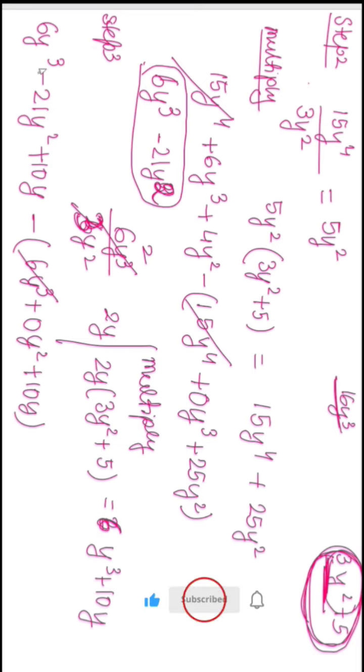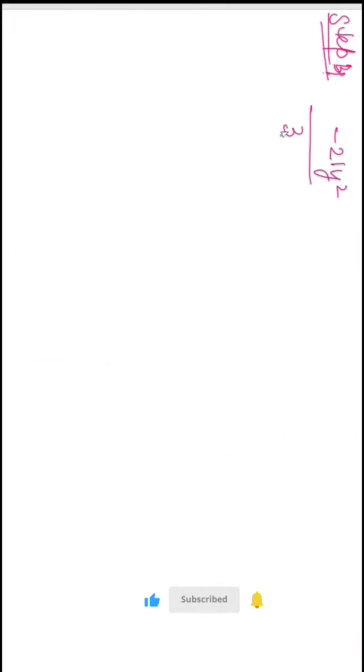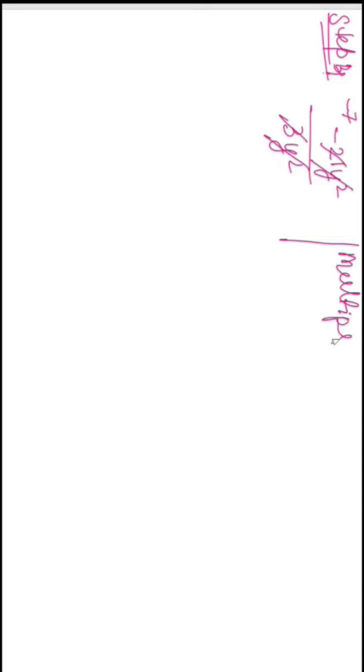Tell me what I will get. This one will be cancelled. This y will be cancelled. Only I have minus 21y square. And my leading term is 3y square. Okay, so y square is cancelled and I will get minus 7 only. So what will I do? Multiply minus 7 into 3y square plus 5. What will I get? Minus 21y square minus 35.